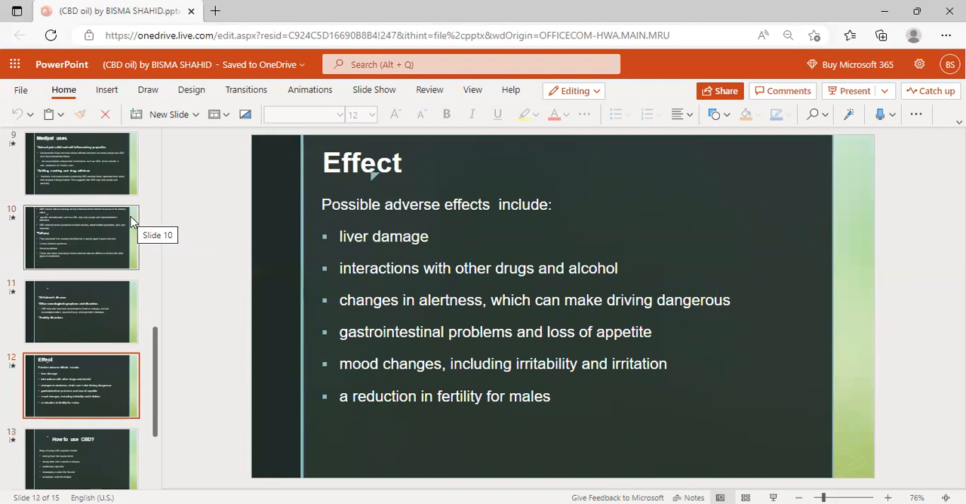Effects. Possible effects include liver damage, interaction with other drugs and alcohol, changes in alertness, which can make driving dangerous, gastrointestinal problems and loss of appetite, mood changes including irritability and agitation, and a reduction in fertility for males.